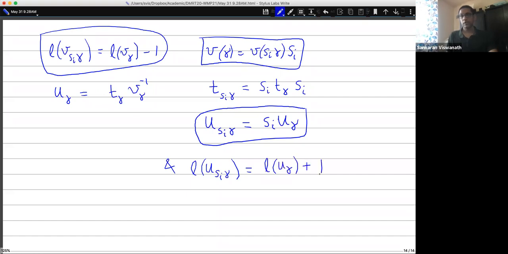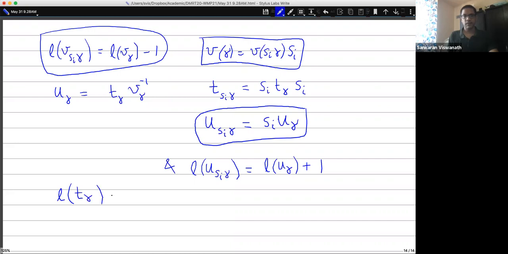Okay, so V is shorter and U is longer. And why is that? Well, that gives me a chance to set right something which I said wrong last time, which is the length of T gamma. So why is this? The length of T gamma stays the same.